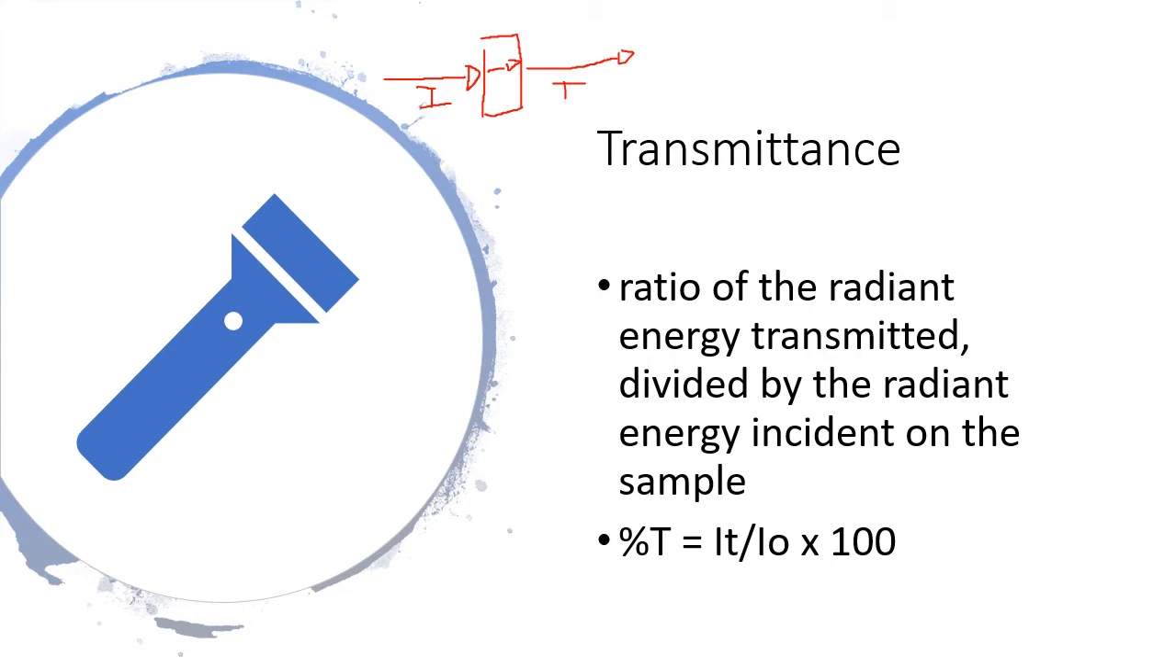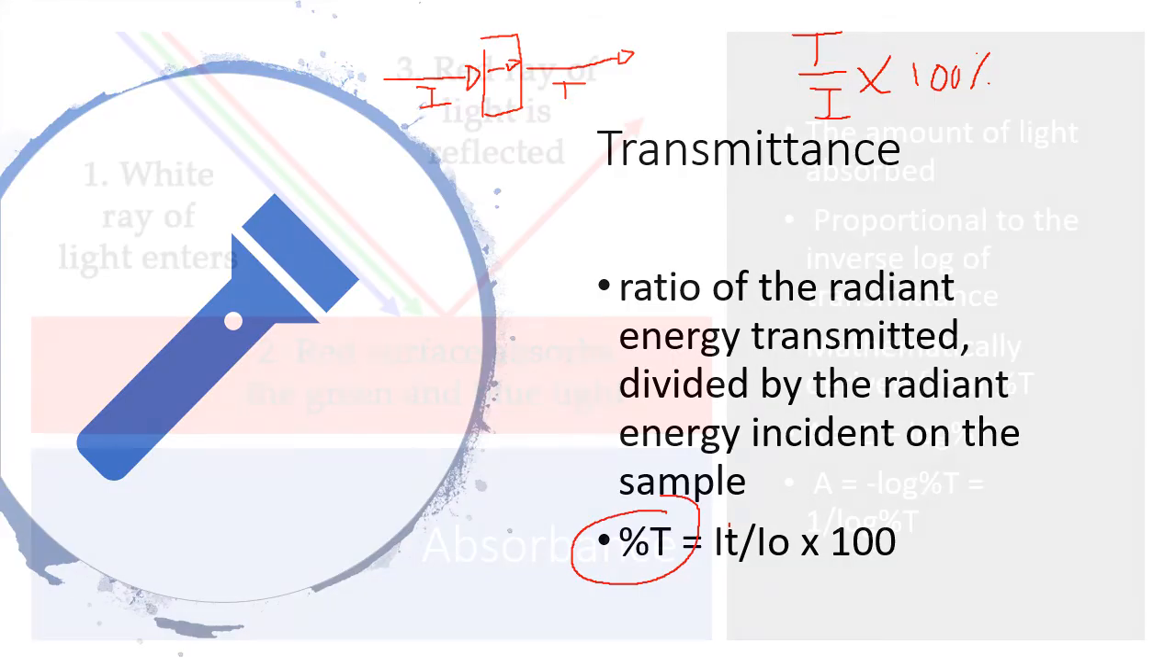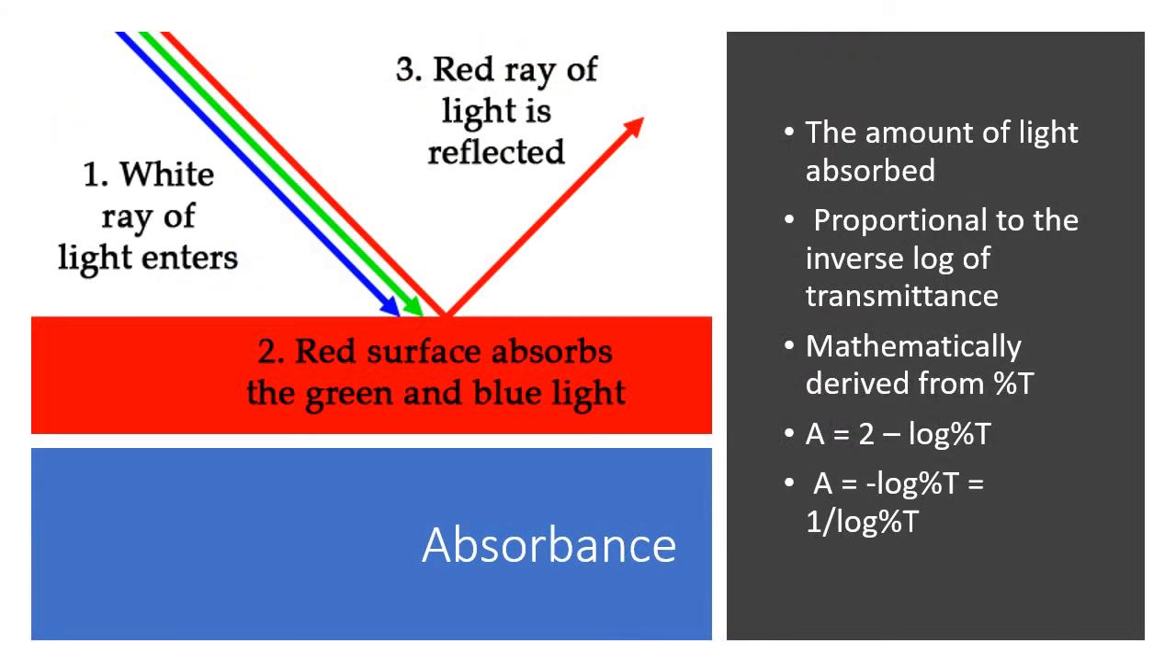So, paano daw natin i-measure si percent transmittance? Sabi dito, yung incident light natin, we're going to use it to divide our transmitted light. So, basically, itong T over I, in this case, times 100%. Okay, so that is your transmittance. Okay, so again, this is a visualization of what we perceive as color. But anyways, let's try to discuss absorbance.